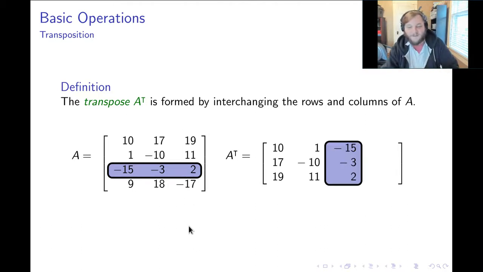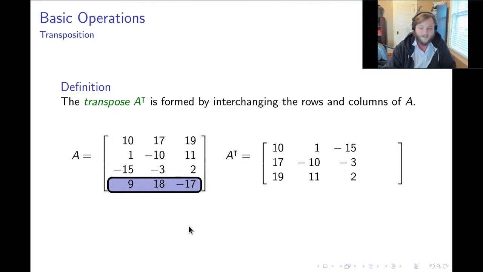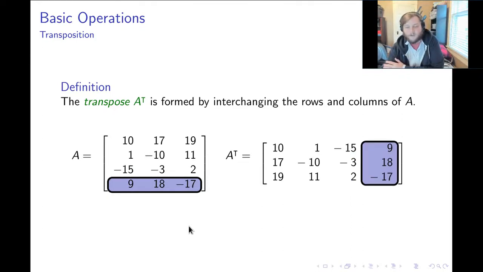That becomes the third column of the transpose. And the fourth row is 9, 18, negative 17. That becomes the fourth column of the transpose. Okay, so that's a step-by-step procedure for constructing the transpose of a matrix. Let's take a look at what we've done here.